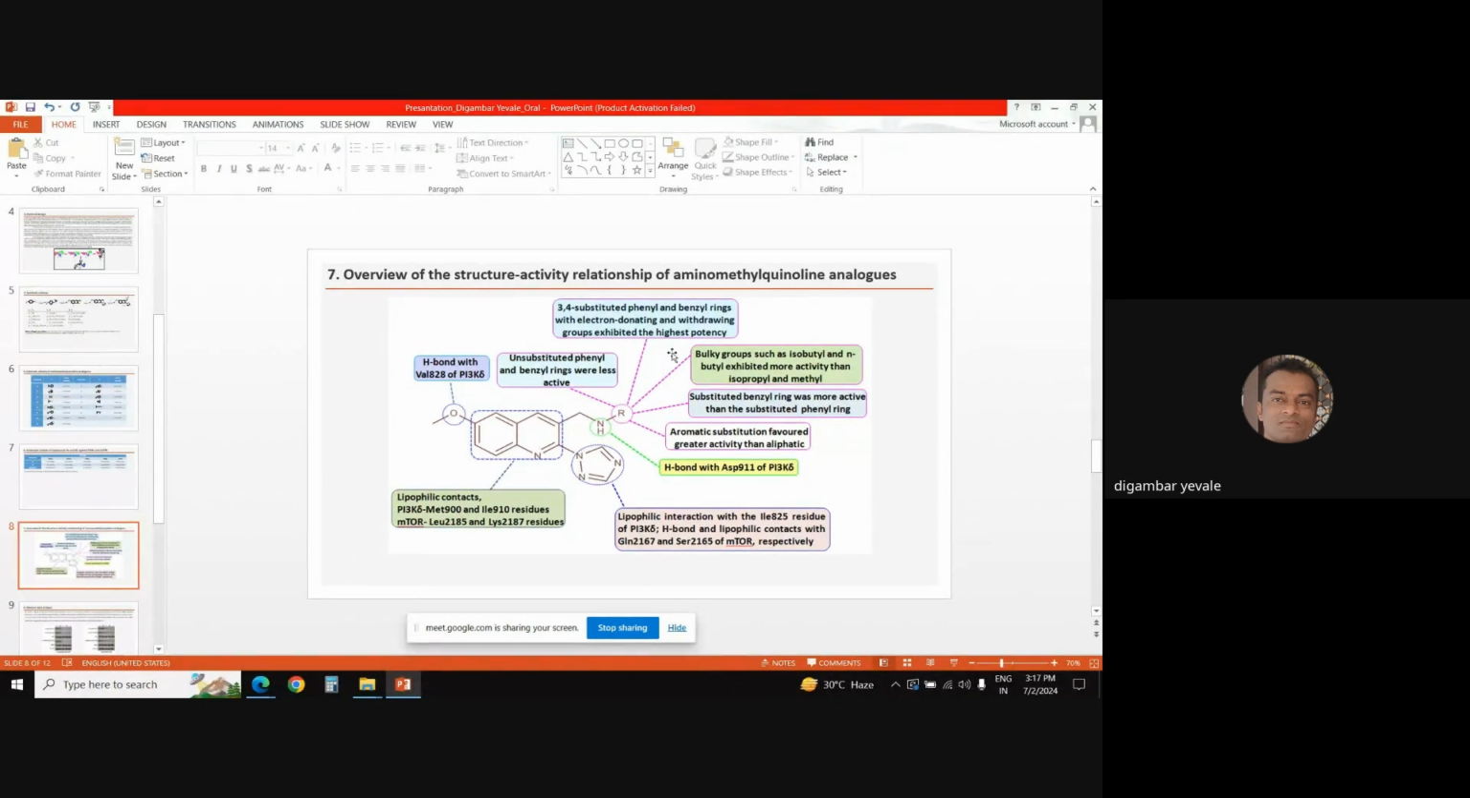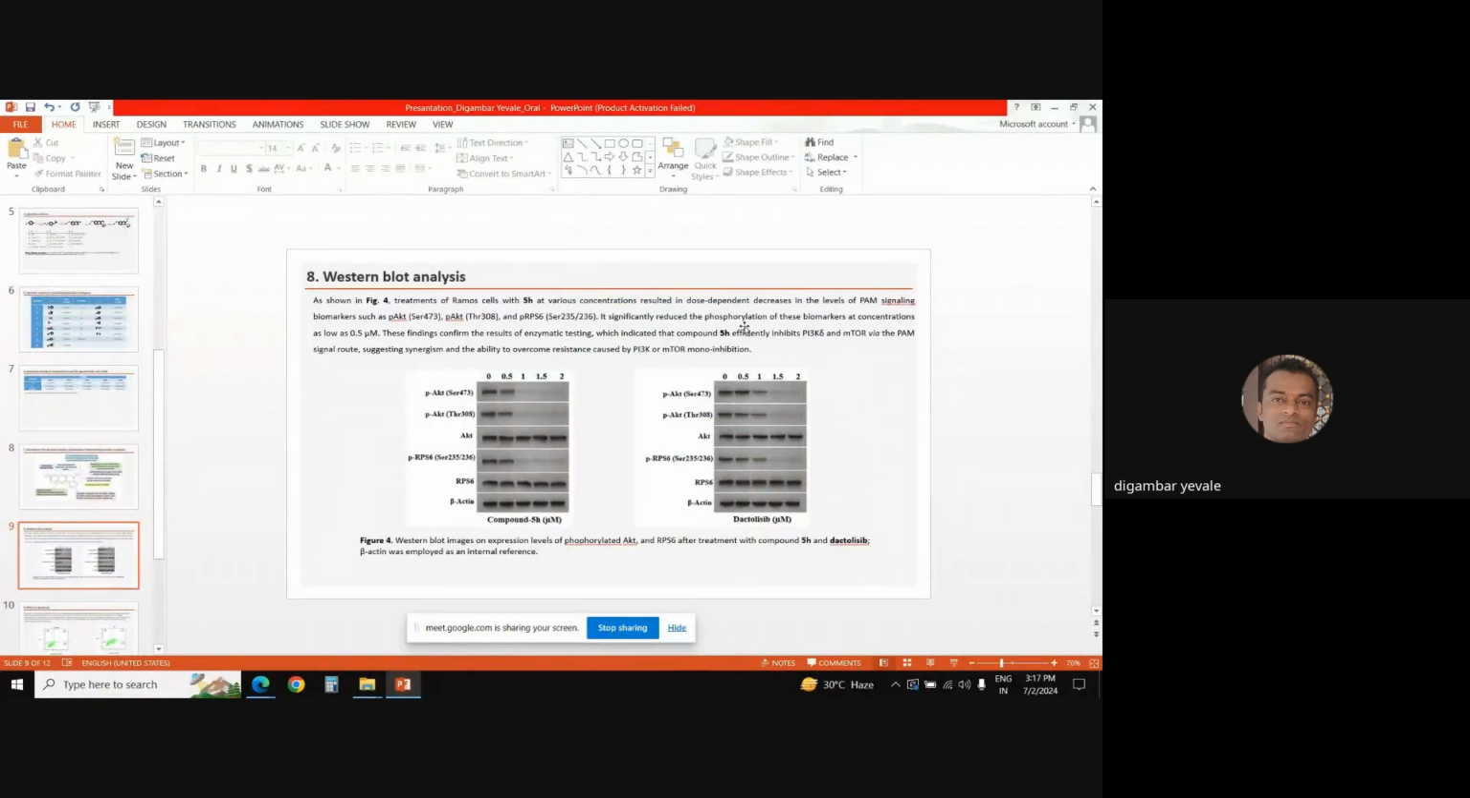So we have done different variations: alkyl substituent, benzylic substituent, and anilinic substituent. Among these, the 3,4-substituted benzylic ring with electron donating and withdrawing groups showed the most potent compounds, which I mentioned already, compound 5H and 5E. Further, we evaluated this highly potent compound 5H for Western blot analysis.